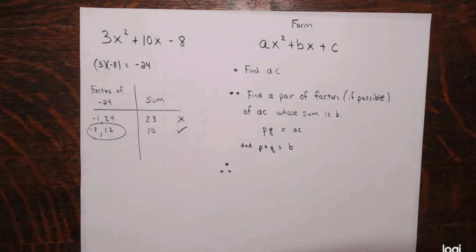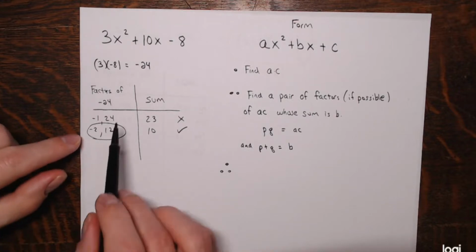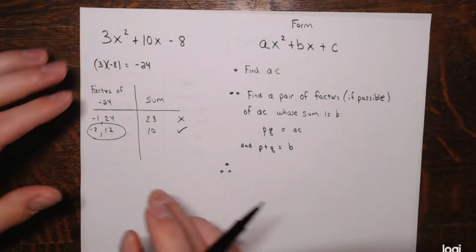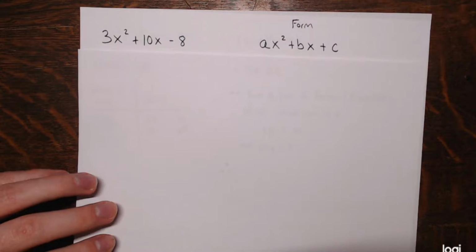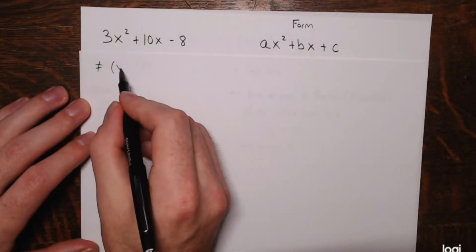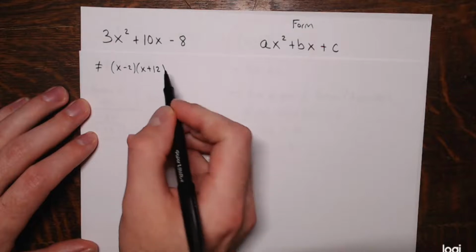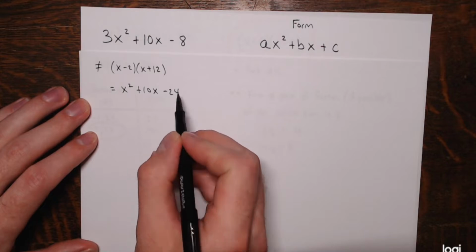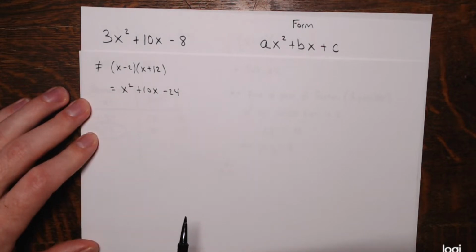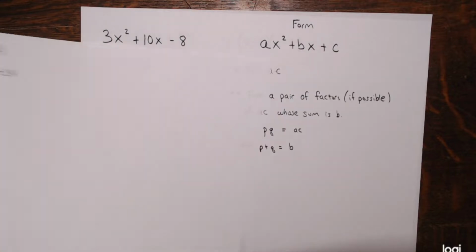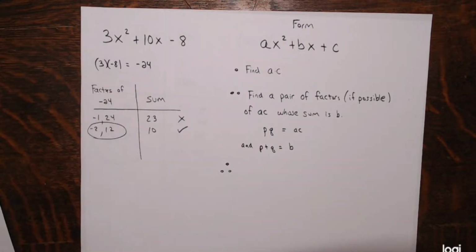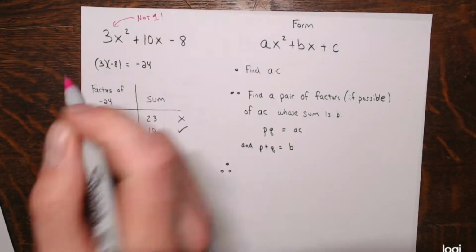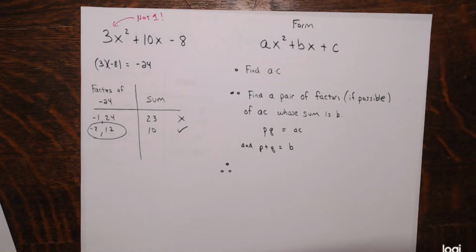Third step. Now, instead of just saying, oh, it's going to be x minus 2 times x plus 12, be careful with that. This is not the same, because that would be x squared plus 10x minus 24. That's totally not the same as 3x squared plus 10x minus 8. So be careful when the lead coefficient is not 1, you have to do a little more thinking, a little more steps involved.